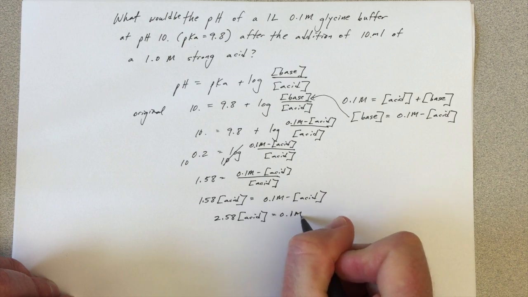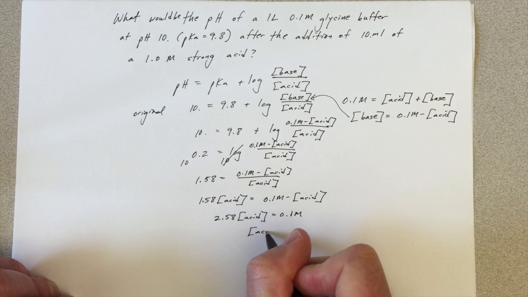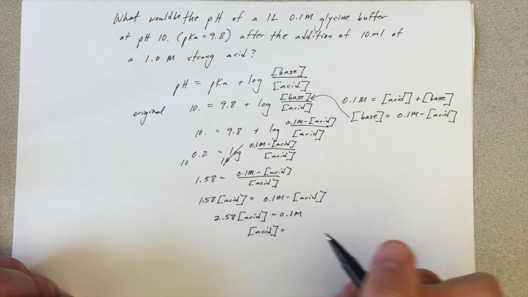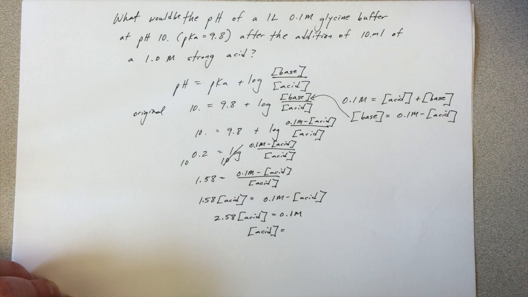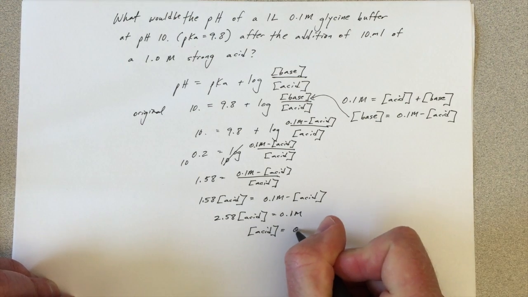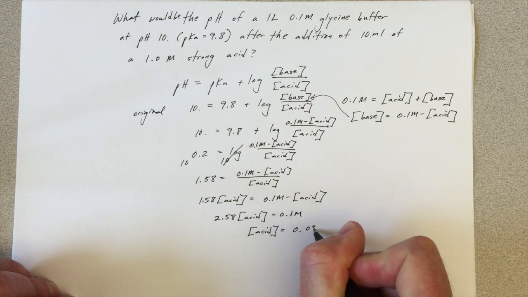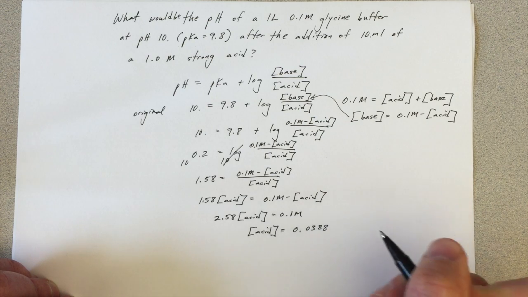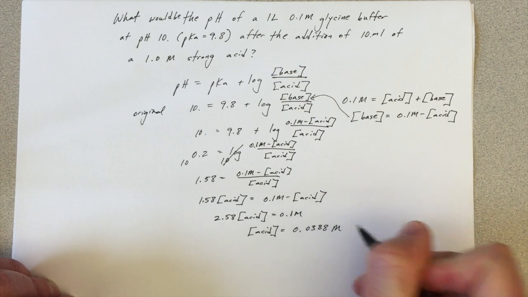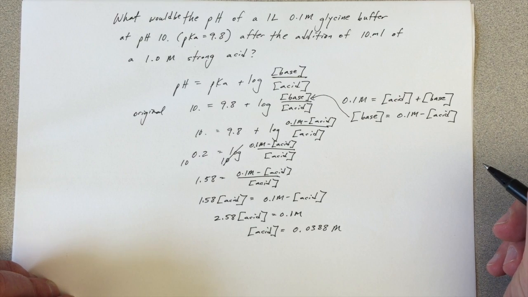0.1 molar, and the concentration of acid equals 0.1 divided by 2.58 equals 0.0388 molar of acid. Okay, does that make sense?